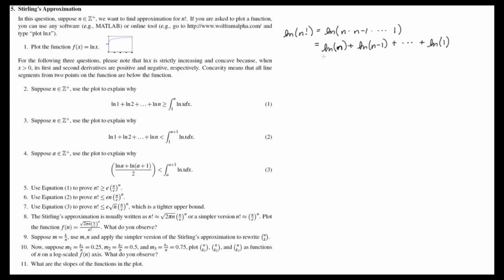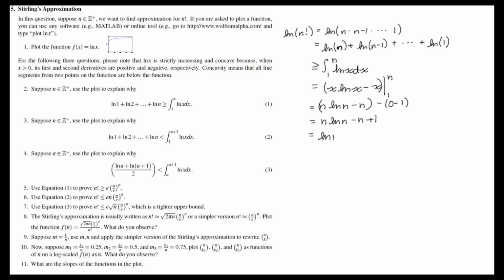So this we know from equation 1 would be greater than or equal to the integral from 1 to n of the natural log of x dx, which is equivalent to x natural log x minus x evaluated between 1 and n, which is n times the natural log of n minus n minus 0 minus 1. So this is equal to n times the natural log of n minus n plus 1. Now again, from properties of logs, we can write this as the natural log of n to the n.